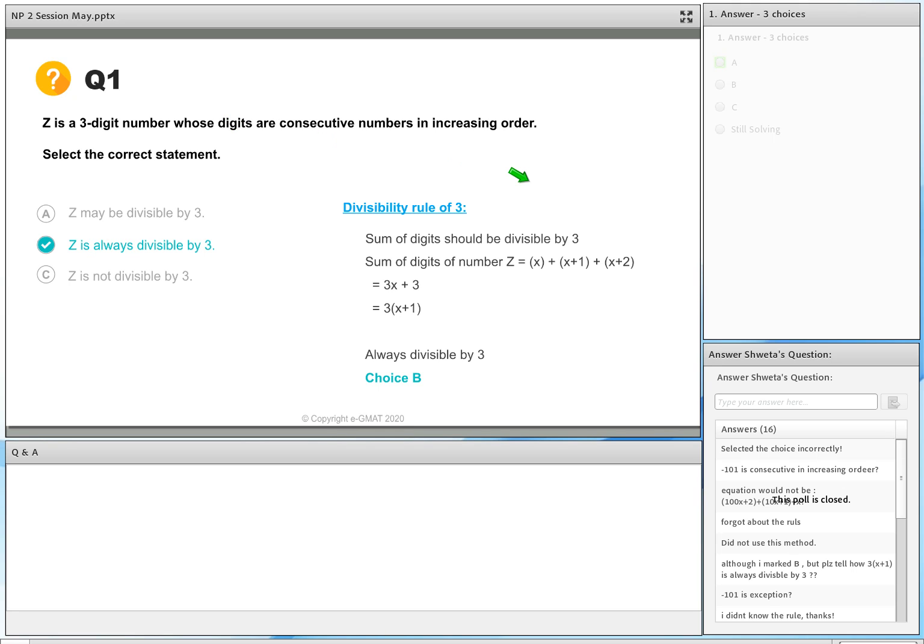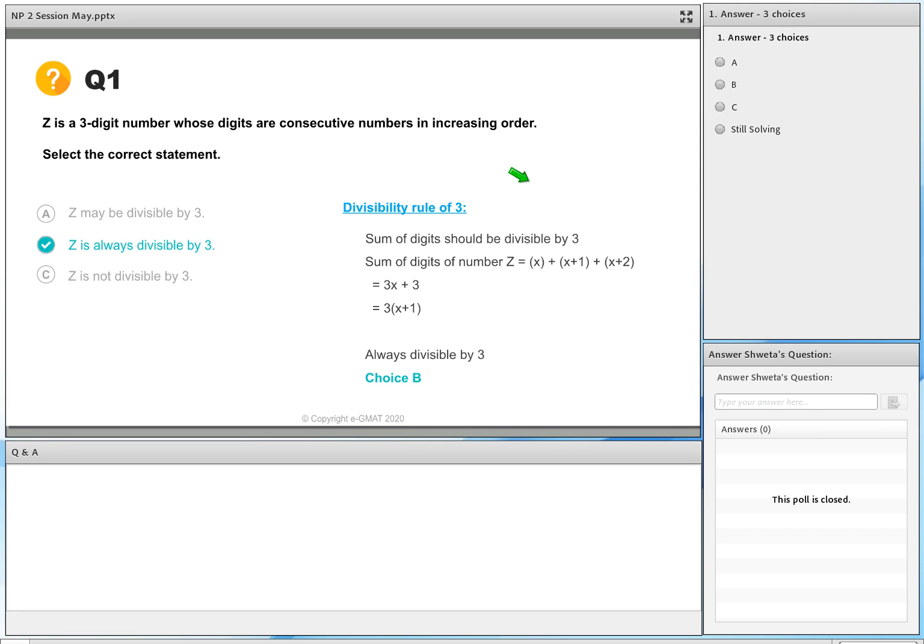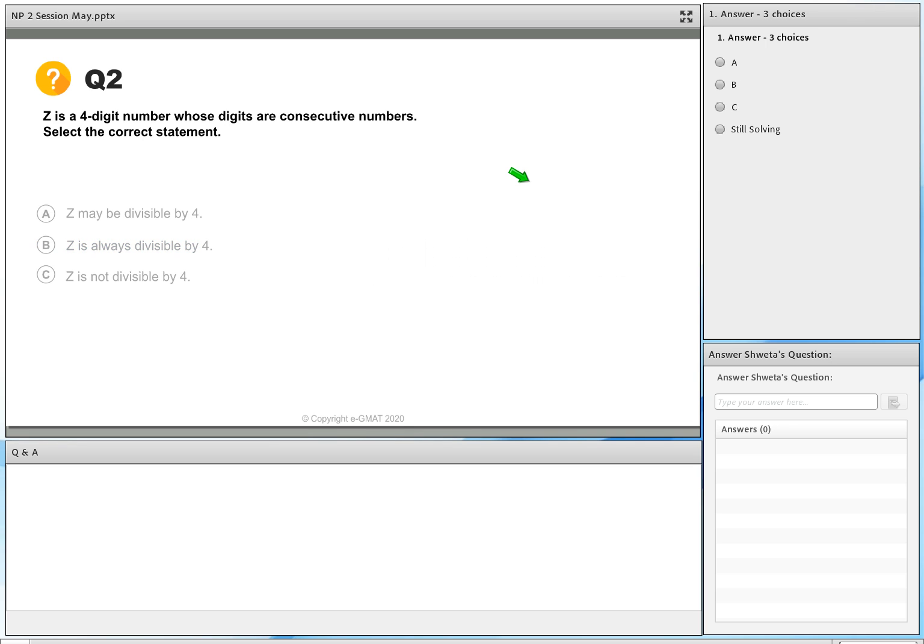Next up is going to be another small divisibility test that you're going to learn. This one was about 3. Next one is going to be about 4. So Mark's still solving, and I'm going to show you the next one. All right, here you go. Good luck.